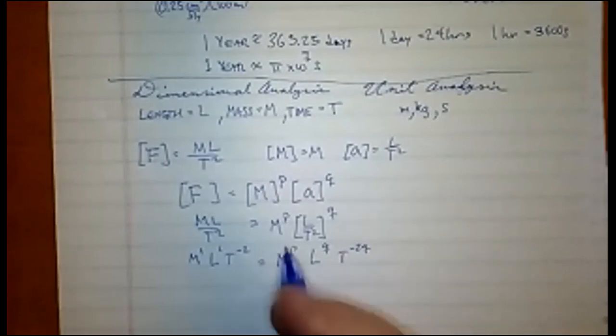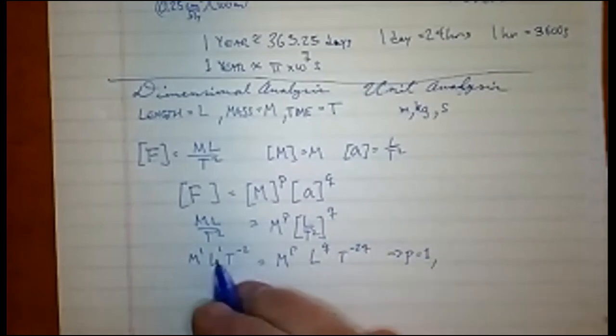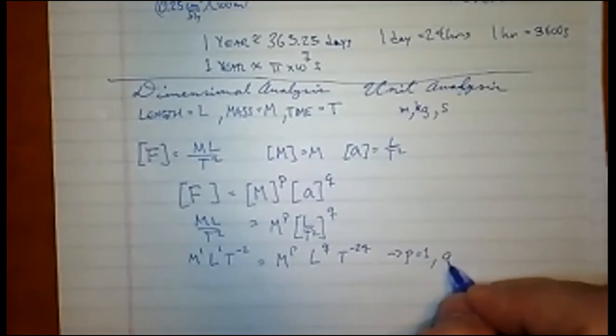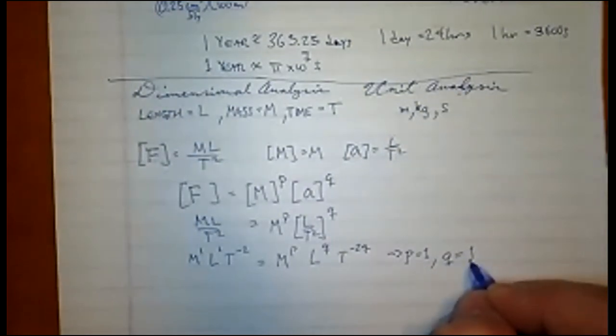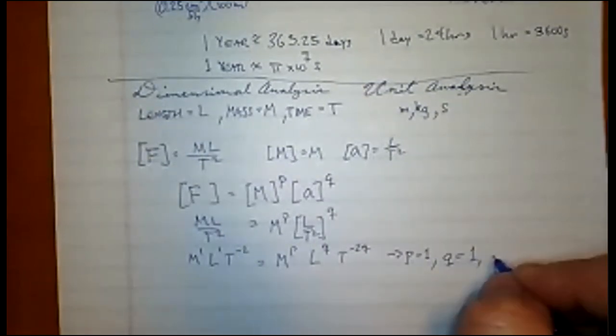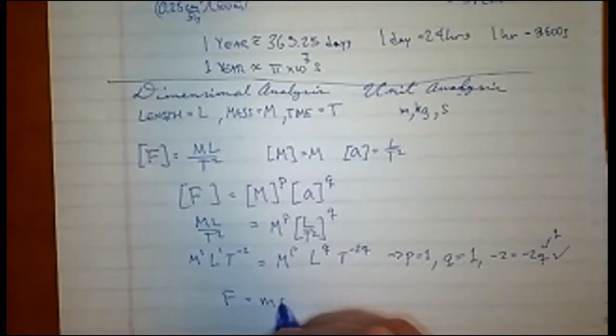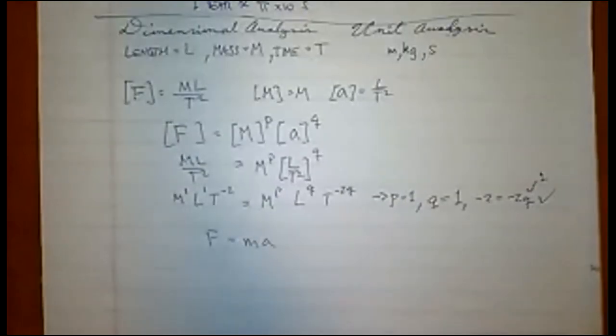Okay. Well, you can see automatically P's got to equal 1. L, our Q, has got to equal 1. And then if you're right, then those two answers should give us the right thing for T. If they don't, then there's no such equation. Okay. So -2 has to equal -2Q. And we found that Q was 1. So that in fact works. So it turns out the P and the Q must be 1. So we get F is equal to M times A, which is exactly Newton's second law.